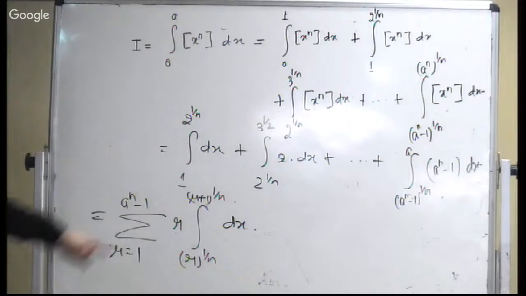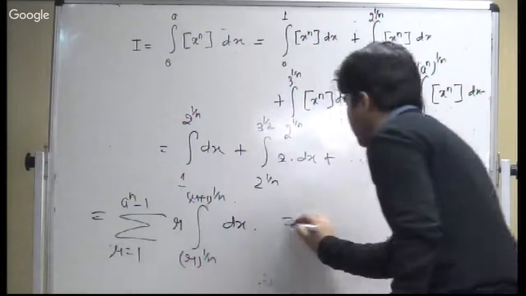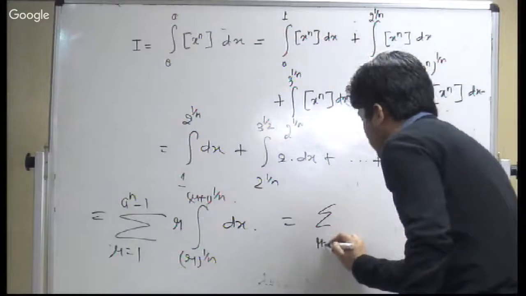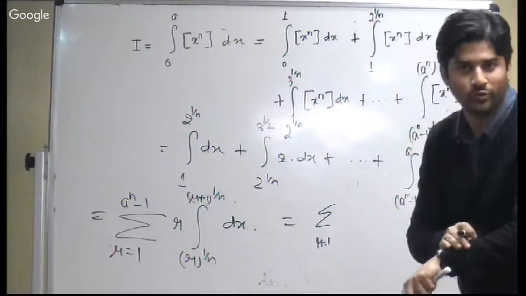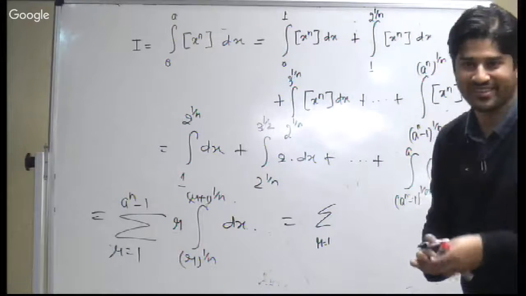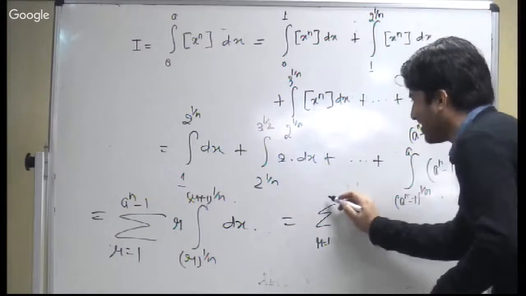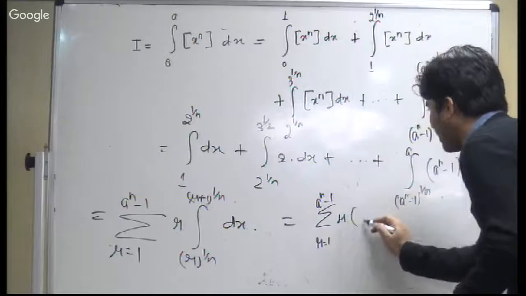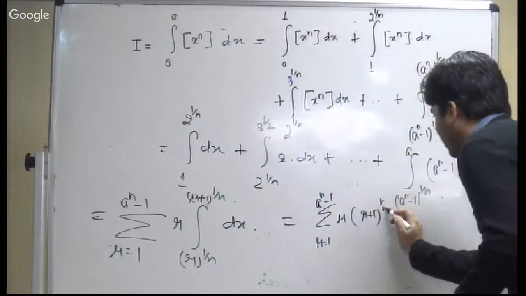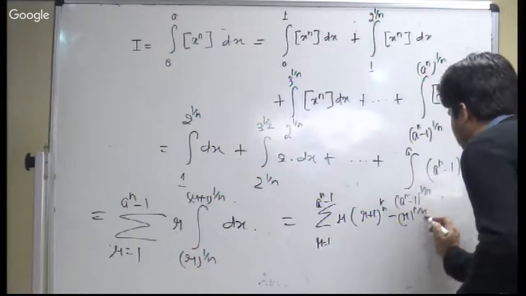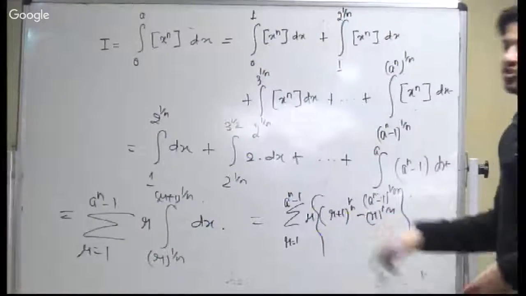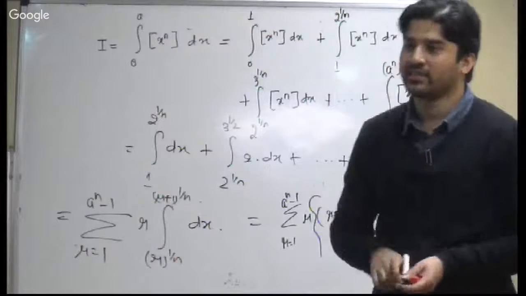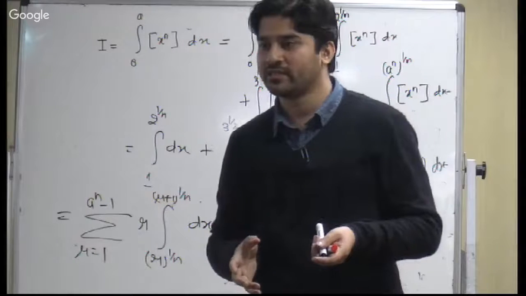Clear? Now this will be, we don't have much time over. Do we have 2 minutes? No? Okay. R. So I can say r into r plus 1 to the power 1 minus n, r to the power 1 by n. You can further solve it. You will get the telescopic series. And you know how to handle the telescopic series?